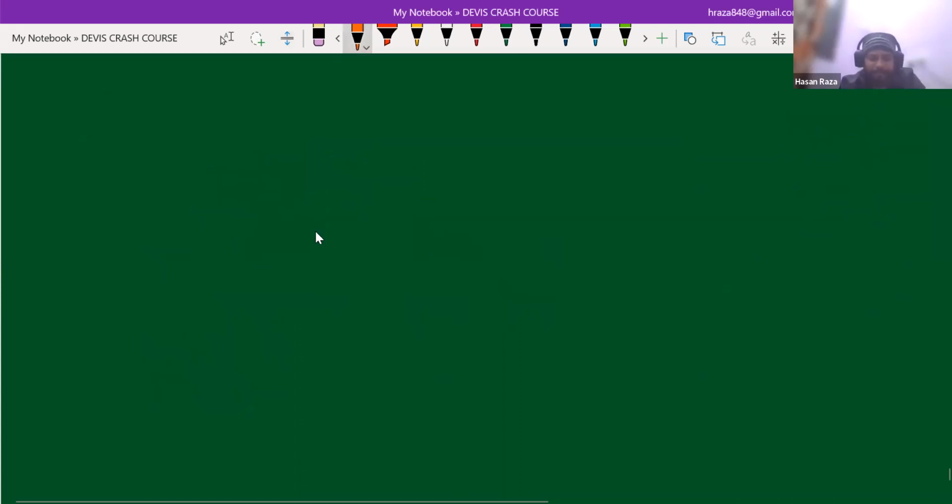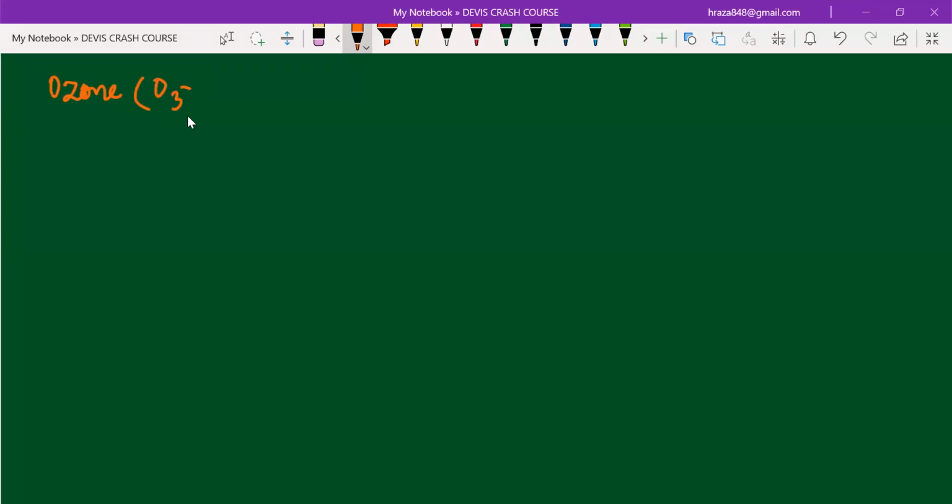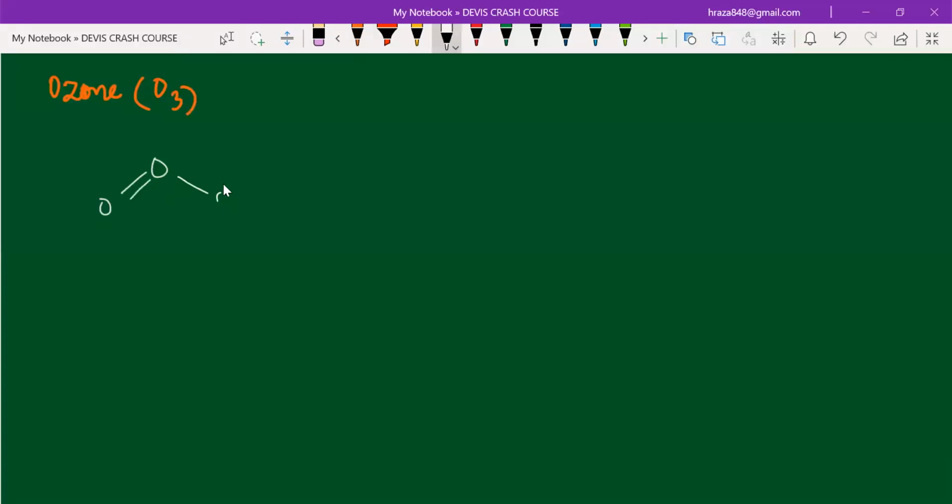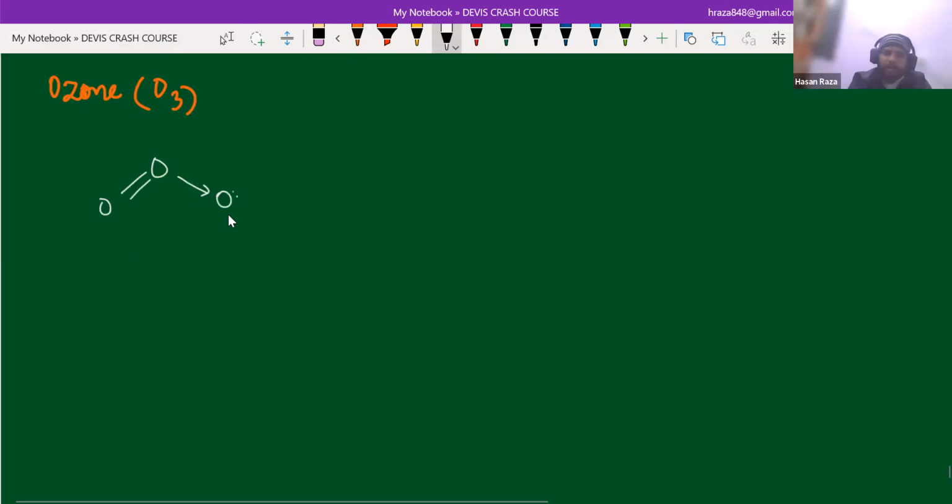Now see. Do you know the structure of ozone? The formula of ozone you already know, O3. In it the oxygen makes a coordinate bond, so the structure is like this. That means this oxygen's electron does not participate in bonding. So there will be resonance, and due to this resonance, O3 is stable.